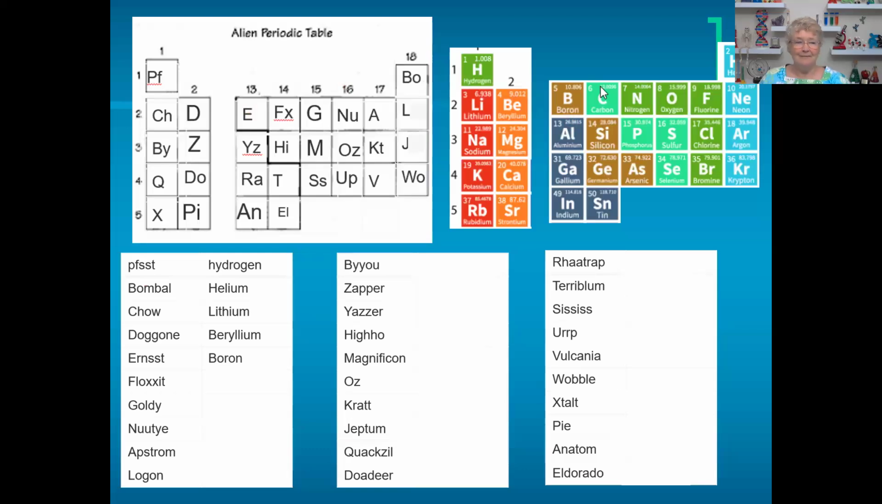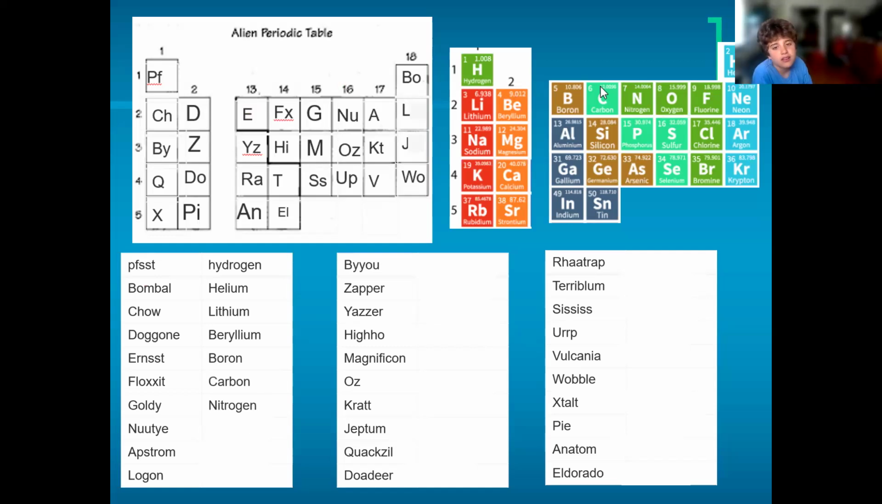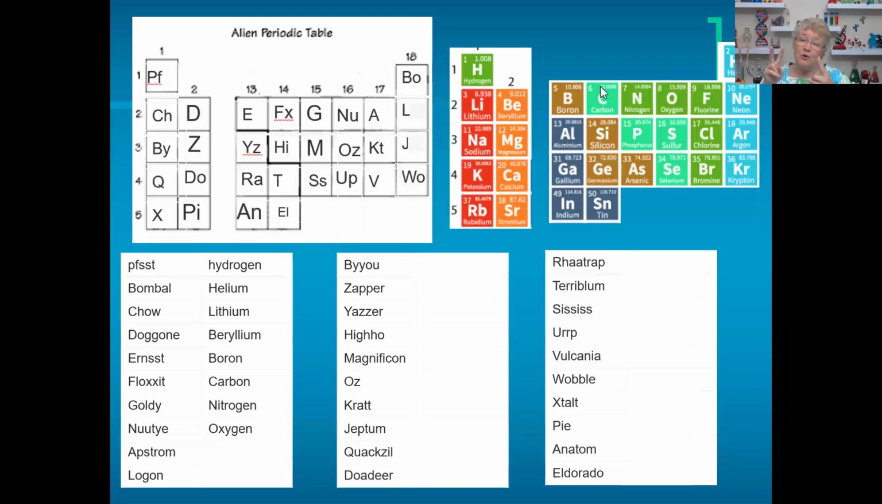All right, Floxit. Floxit is carbon. What about Goldie? Goldie is nitrogen. What about Nuyut? Nuyut is oxygen. So remember, we said that Nuyut is found as a diatomic molecule. Our oxygen is the same way. We don't find oxygen as an individual atom out in nature. We can separate it by running electricity through it or raising it to high temperatures. But in nature, they stay bonded to each other. How many electrons are in the outer energy shell of oxygen? Six, right? So by sharing 2, they are both happy. They stay bonded together.